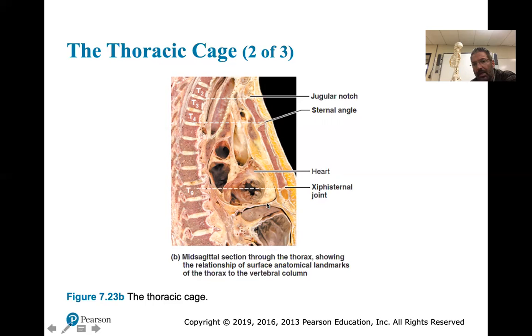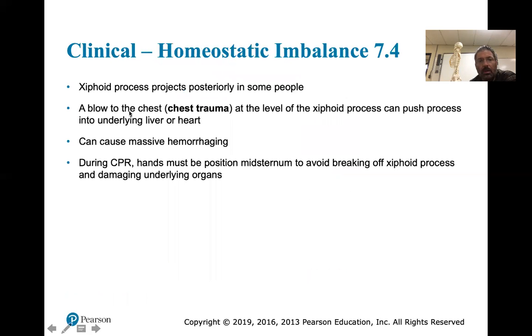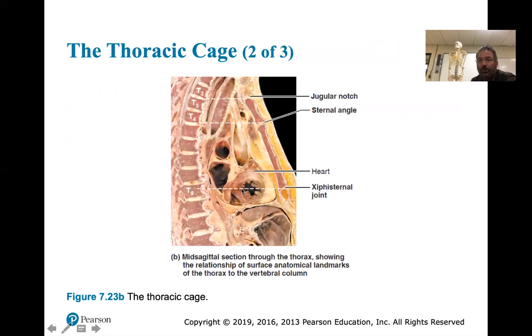Here, remember your heart is attached to that, so when it's beating, it's just bouncing all over like a tetherball. Xiphoid process projects posteriorly in some people. So sometimes this can poke this way, all right? And we just saw that's true, right? So there's that joint. If this was turned and poking this way, and you gave someone a chest blow, if you hit them right here, that could jam into the heart.